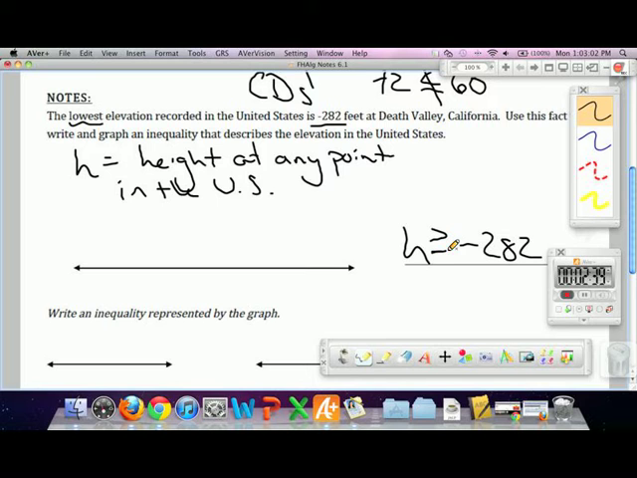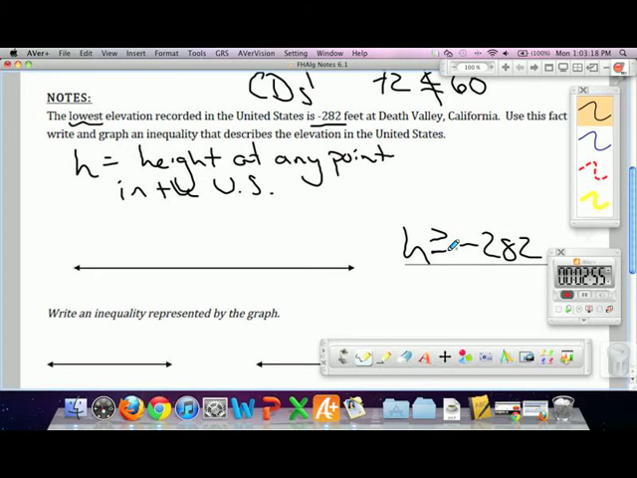Where is it equal to negative 282 feet? In Death Valley. So we could be at negative 282, or we can be anywhere else in the United States, which has got to be bigger than that.